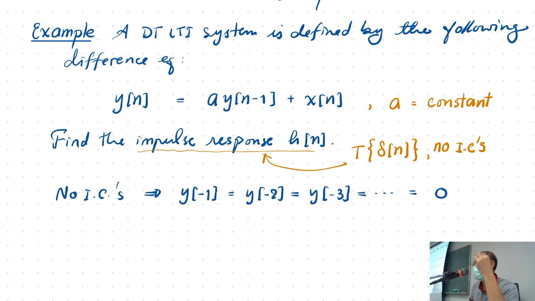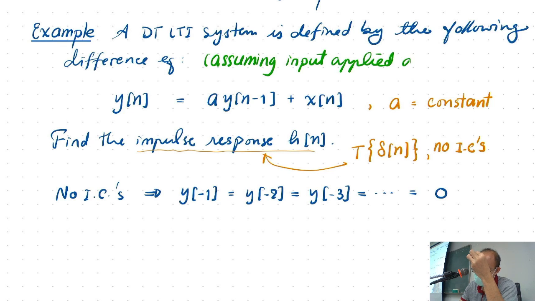We are assuming that the input is applied at time 0. We are assuming that the input is applied at n equal to 0. So the prior values of the output before n equal to 0 are all initial conditions.